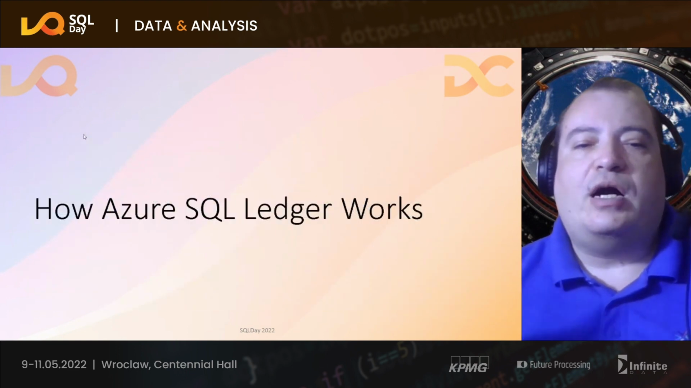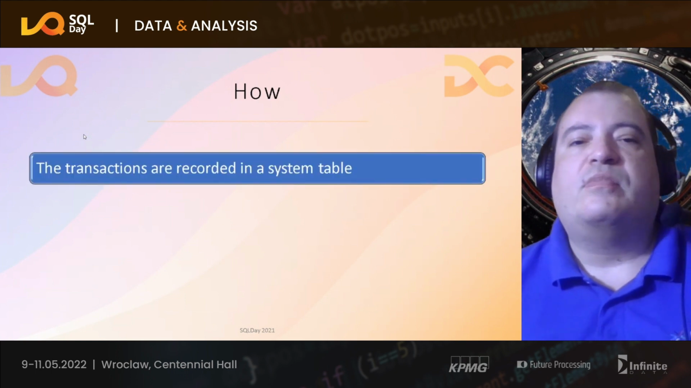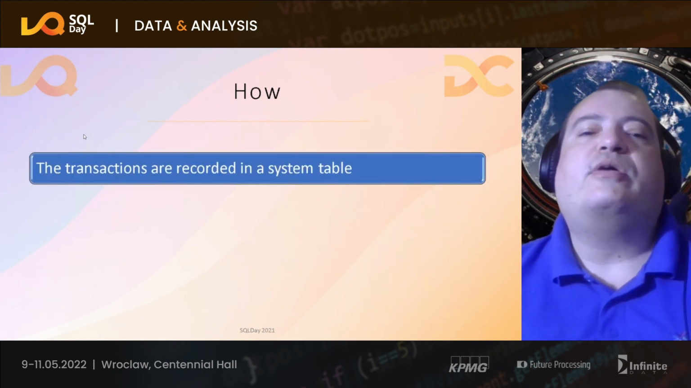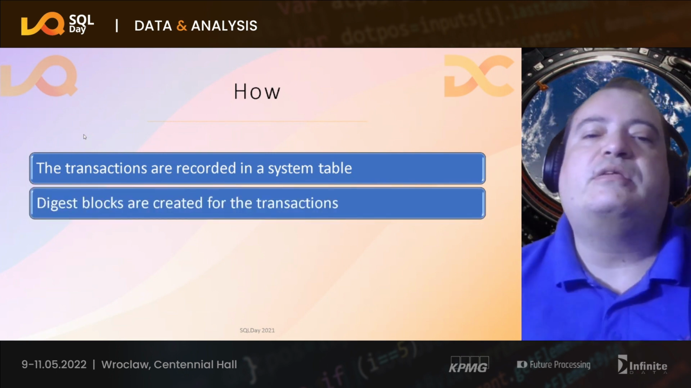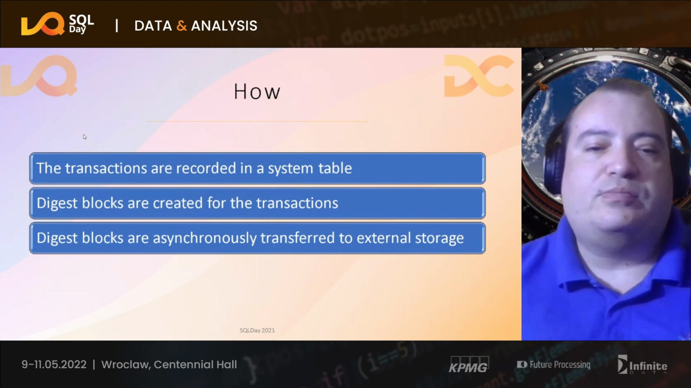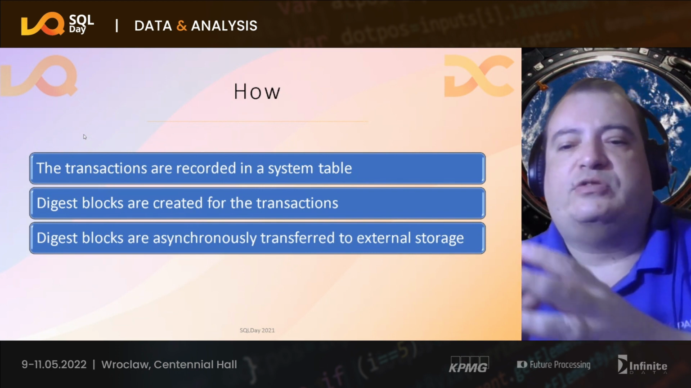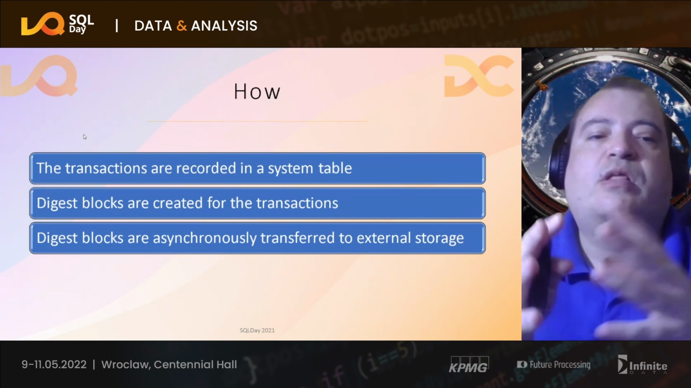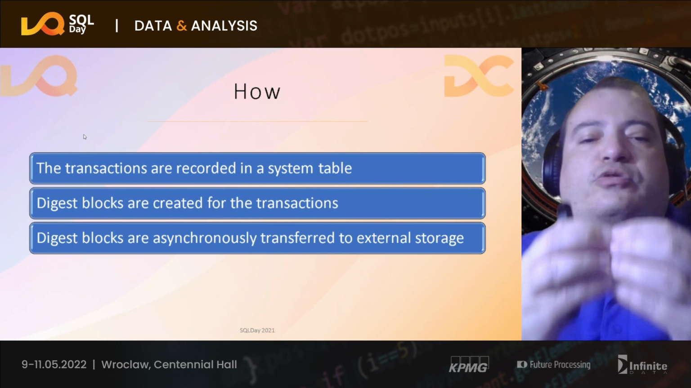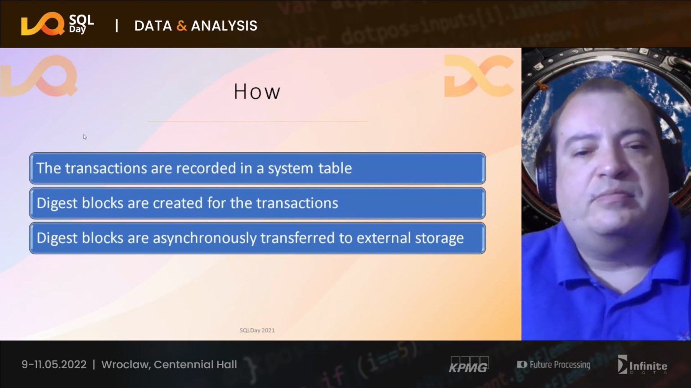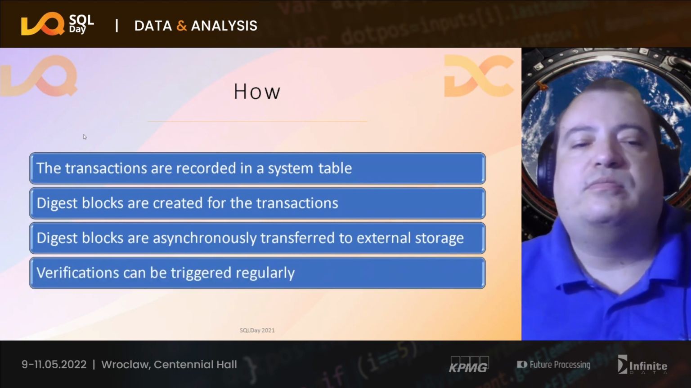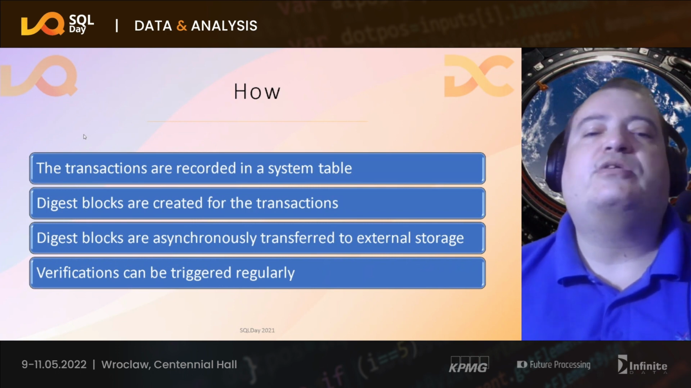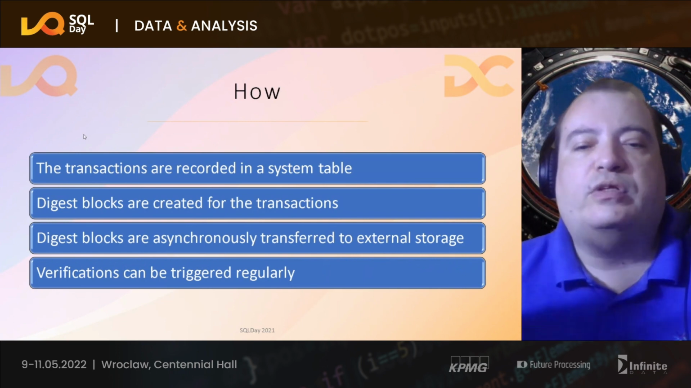So how does Azure SQL Ledger work? The transactions are recorded in a system table. Digest blocks are created for the transactions. Digest blocks are asynchronously transferred to external storage. This point answers some questions about performance, since the transfer to the external storage is asynchronous. Verifications can be triggered regularly, so you can schedule the verification of the database.